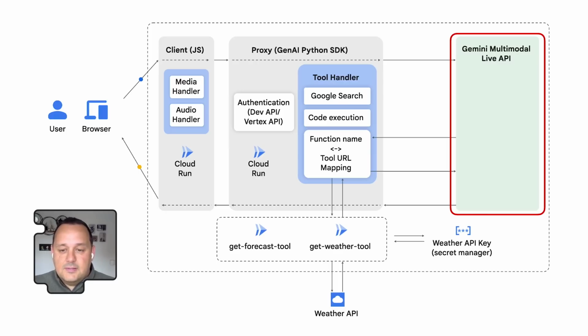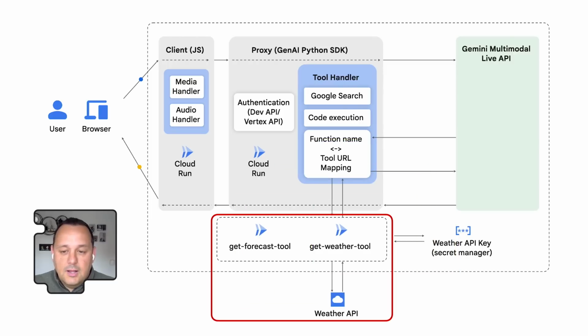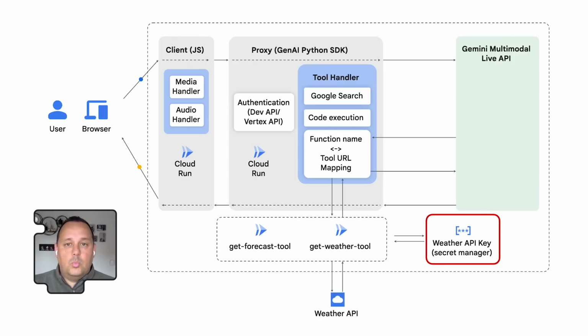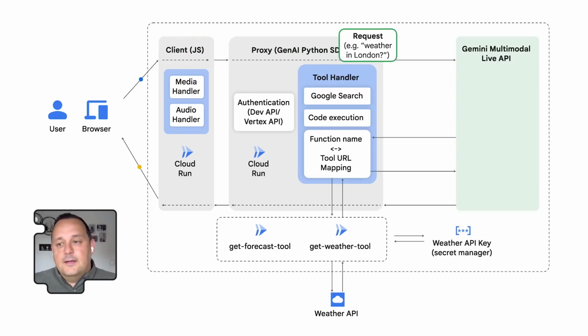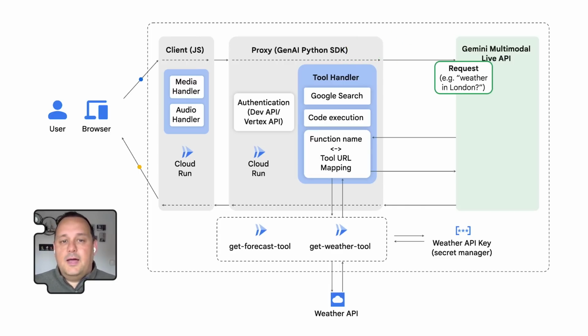So in this case, we have a get weather tool that runs as a Cloud Run function, which will interact with the weather API whenever the user is asking about weather-related questions. So if the request is, what is the weather in London? Gemini's Multimodal Live API will recognize that the request is about weather and that it will need to use a tool in order to get the current weather from London.